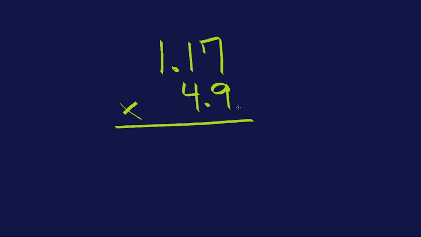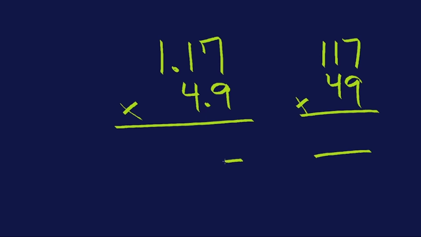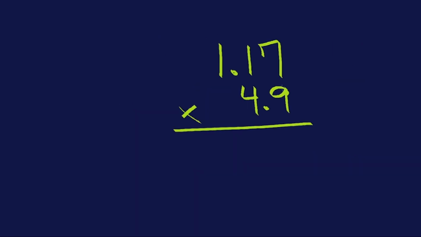Let's multiply it as if it was this problem here. We will have the same digits in our answer in both spots, and then we'll figure out where to place this decimal point at the end. We begin with 9 times 7. 9 times 7 is 63. The 3 goes down below and the 6 up above.